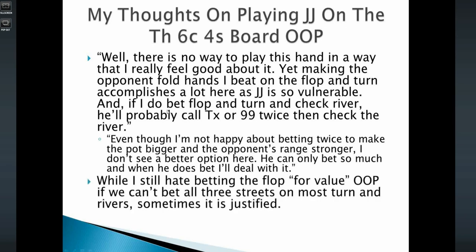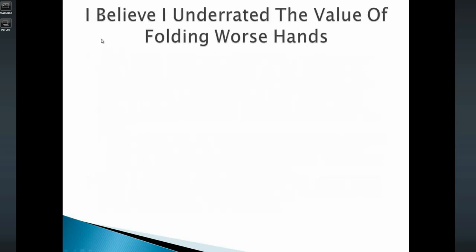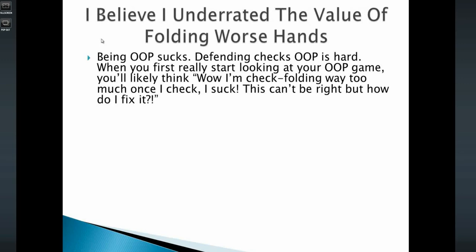While I still hate betting the flop for value out of position, if we can't bet all 3 streets on most turns and rivers, sometimes it is justified. So I still hate betting the flop and turn with the intention of checking the river out of position. I just feel like I understand it better now, and because I do understand it better, I don't hate the line as much as I used to, though I still strongly dislike it. Sometimes it just can't be avoided. I believe I underrated the value of folding worse hands in previous videos.